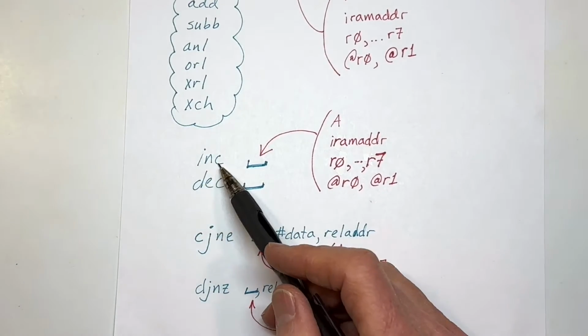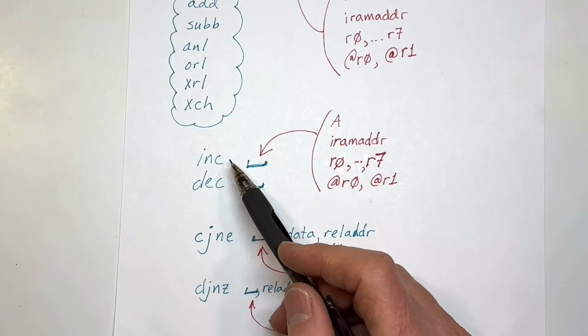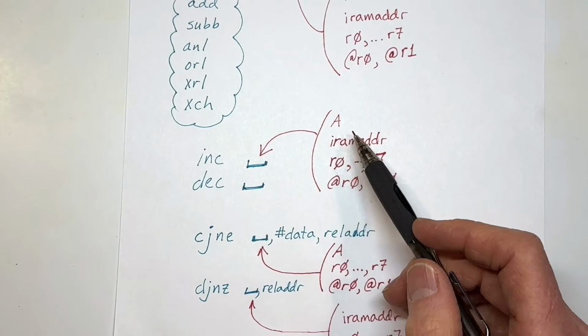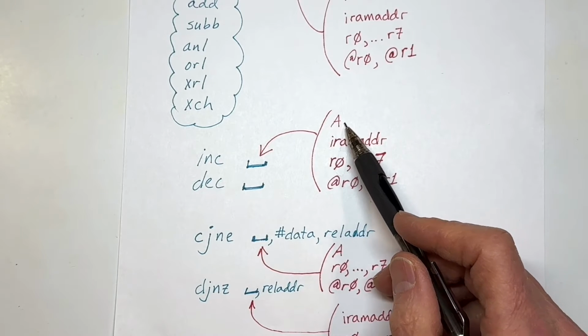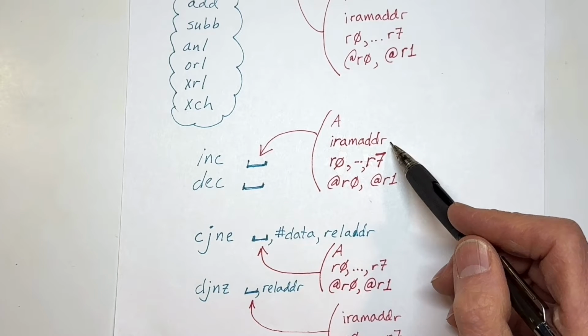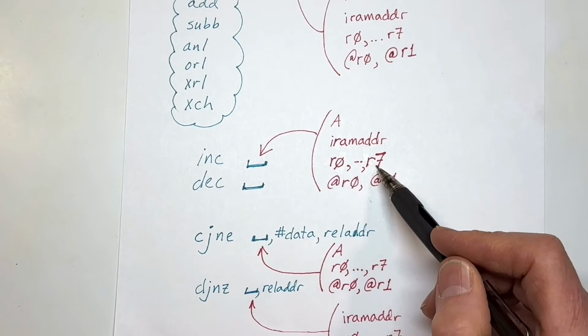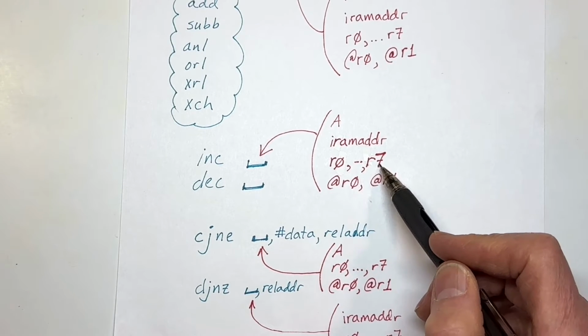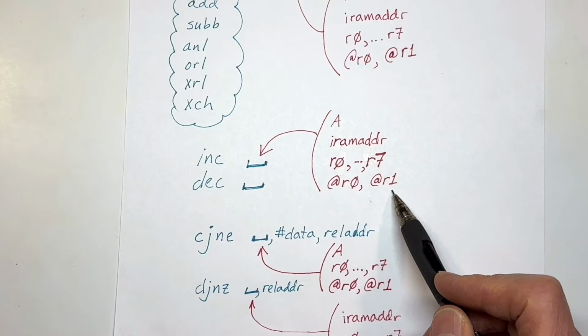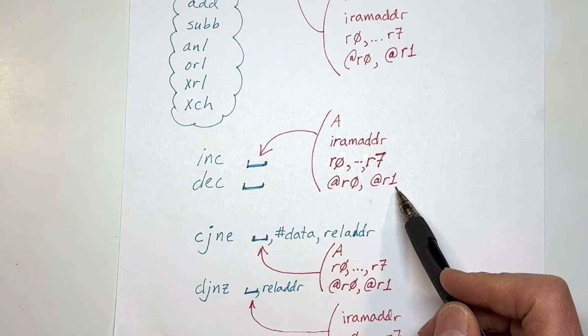We have an increment and a decrement instruction, or I should say a set of these instructions, and those can increment the value in the accumulator or, using direct addressing, somewhere in memory, or increment the value in one of the 8 registers, or we can use indirect addressing to get at and increment or decrement a value in the upper half of the RAM space.